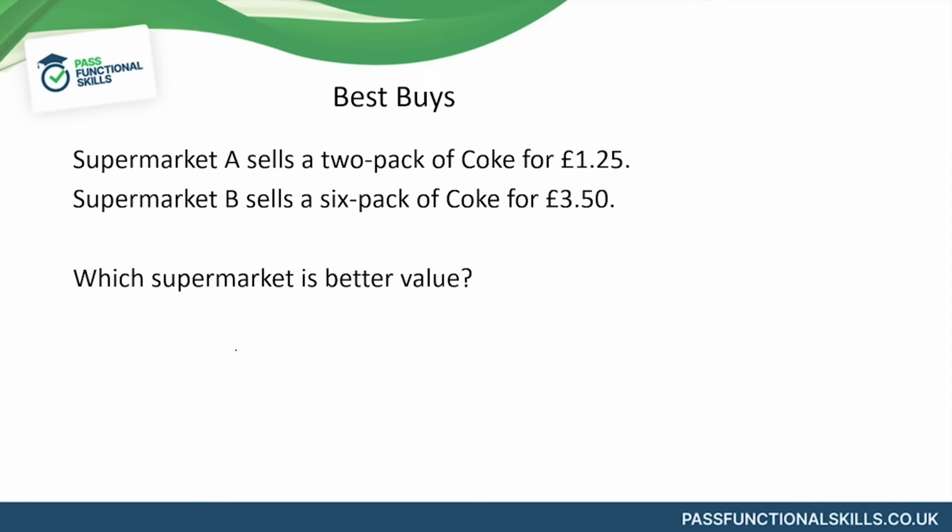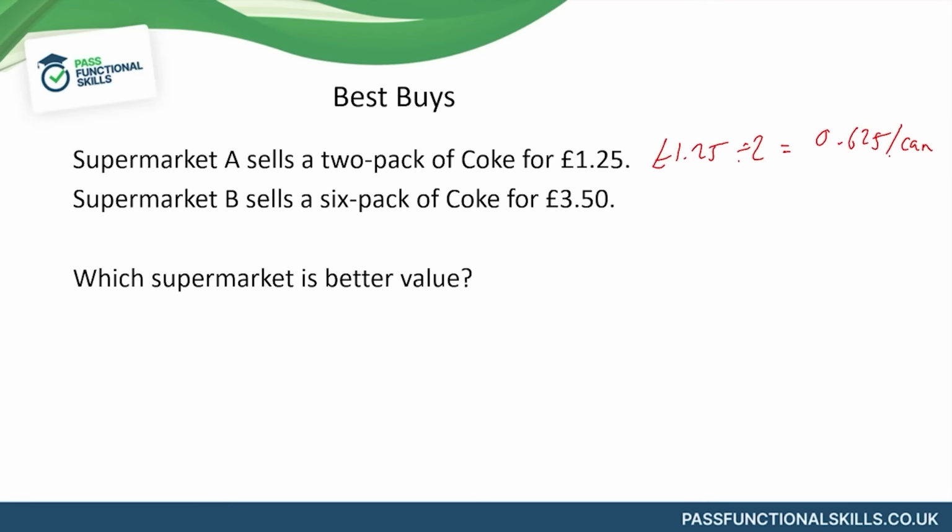Okay, so moving on now to best buys. So when we're doing best buys, what we need to do is work out the price per individual item, or the price per gram, or the price per kilo, or the price per litre. So in this example here, we've got a 2-pack of Coke for £1.25. So 1 can of Coke is going to be £1.25 divided by 2. So that is 0.625 per can.